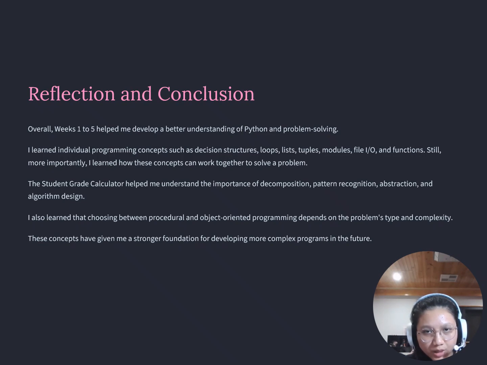In conclusion, weeks 1 to 5 helped me develop a better understanding of Python and problem solving. I learned individual programming concepts such as decision structures, loops, lists, tuples, modules, file I/O, and functions. Moreover, I also learned how these concepts can work together to solve a problem. The student grade calculator helped me understand the importance of decomposition, pattern recognition, abstraction, and algorithm design. I also learned that choosing between procedural and object-oriented programming depends on the problem type and complexity.